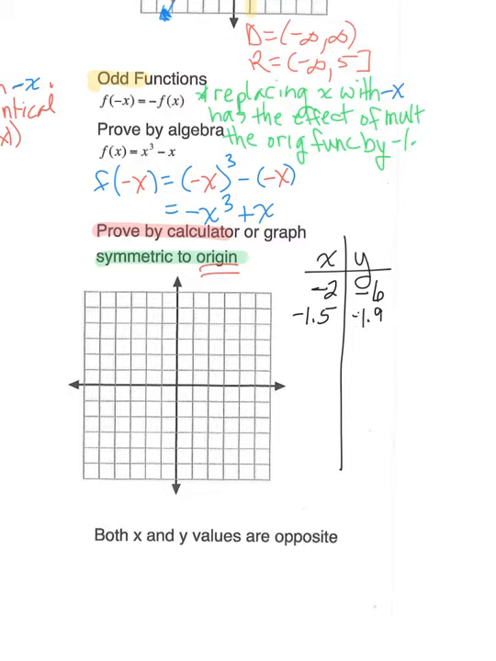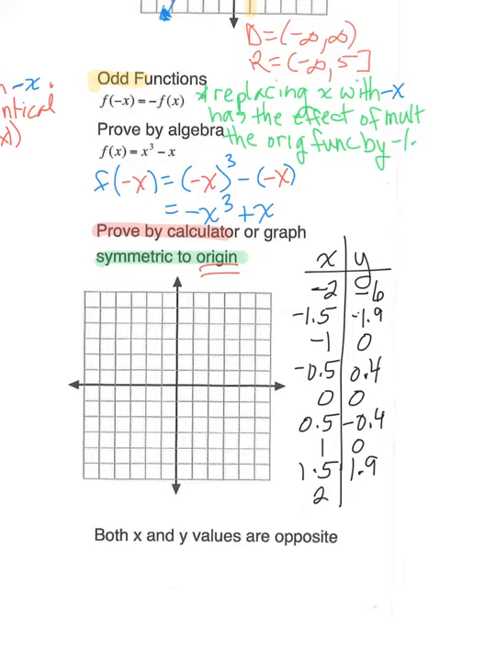And the calculator gave -1.9 for my y value. -1 is 0, so I'm going by halves. Then -0.5 gave me 0.4. I'm rounding to 1 decimal place. Then, oh, I forgot my 0. So 0 would be my next point, gave me 0. And then positive 0.5 gives me a -0.4. And then 1 gave me 0. And then 1.5 gave me 1.9. And finally 2 gave me 6.